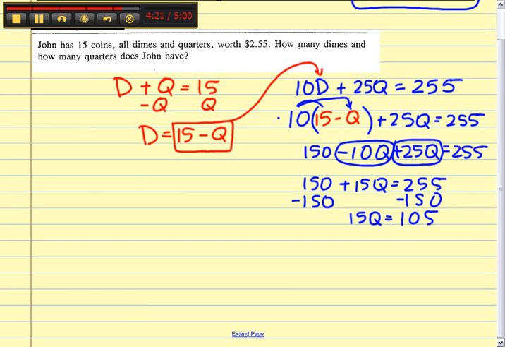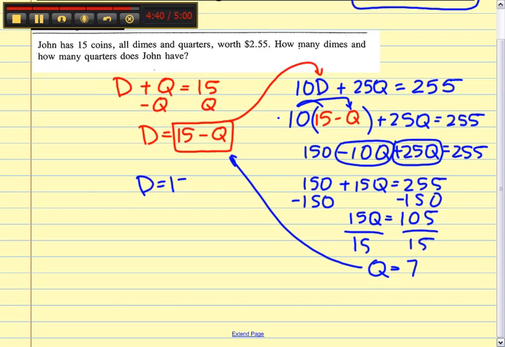Right? I can't get part of a quarter. Let's go ahead and divide both sides by 15. And that's going to give us Q is equal to, I think it's 7. 7 quarters. Okay? Now if Q equals 7, once I do that division, I'm going to plug that into this equation. Dimes is equal to 15 minus, not Q, but 7. All right? Dimes is equal to 8. 8 dimes, 7 quarters. Okay?